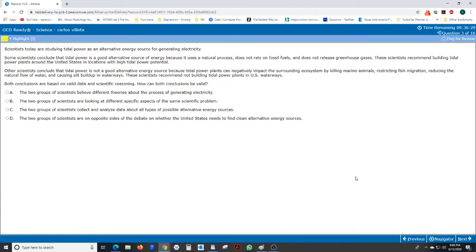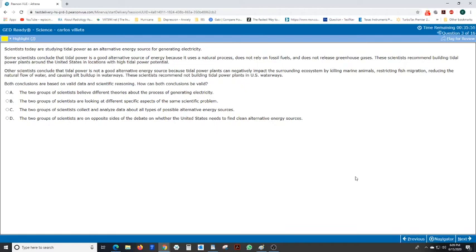Well, it turns out that one of these scientists is looking at the positive side of it, right? It says, well, these are good things. It's a natural process. We don't have to burn fossil fuels, and there's no pollution, and so on, right? And then the other scientist says, no, this is actually bad. It's going to kill marine animals. It's going to restrict fish migration, and it's going to restrict the natural flow of water, and so on. So these two, they're looking at this from opposite viewpoints, right?